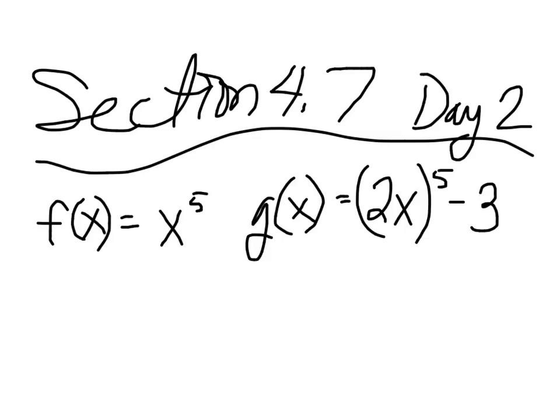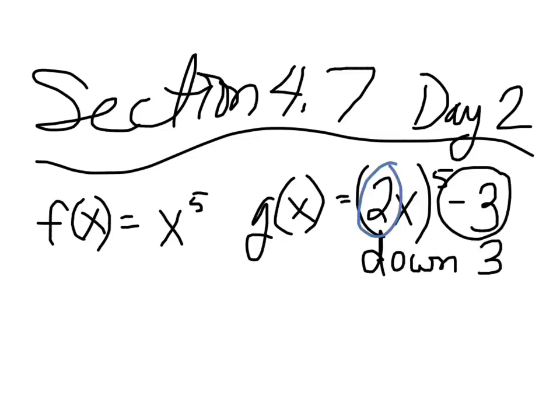We got a down 3 because it's on the outside of the grouping symbol. So we do have a down 3 in place. And that was because of this number right here. Then this number is also different. That is inside the grouping symbol being multiplied.